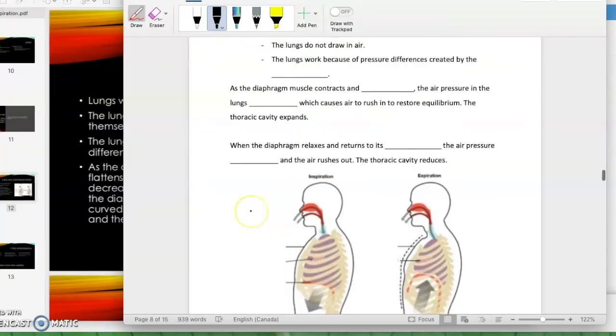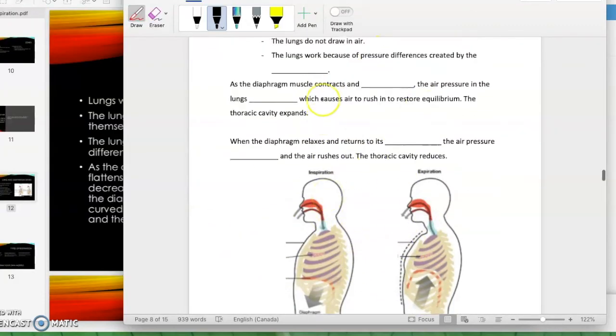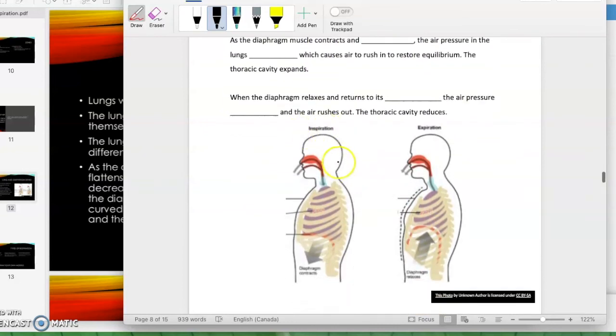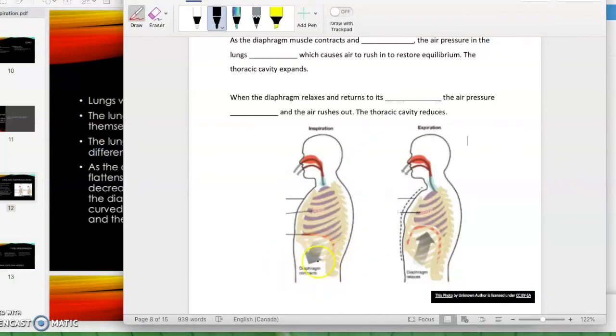And so we're going to look at these two diagrams to help us understand what we're talking about when it comes to the lungs and how the diaphragm impacts the lungs. So looking at this one, this is an inspiration and here is an expiration. So this is breathing in and this is breathing out. You can see these arrows. I want you to fill in these arrows from your notes. They're a little bit hard to read. So right here, I've left this one filled in for you.